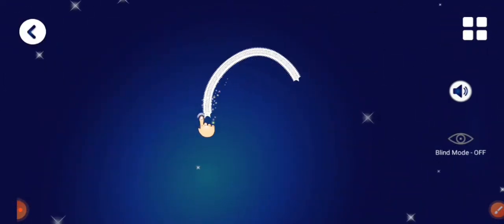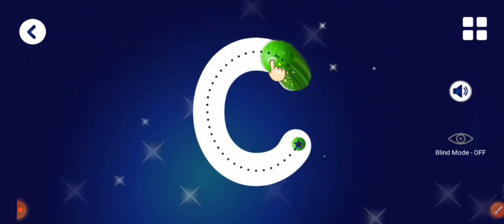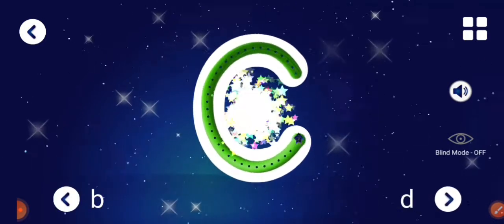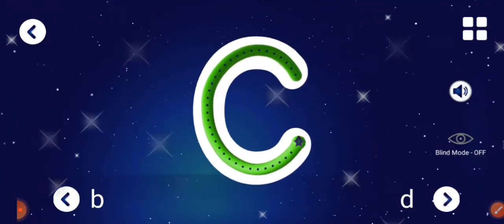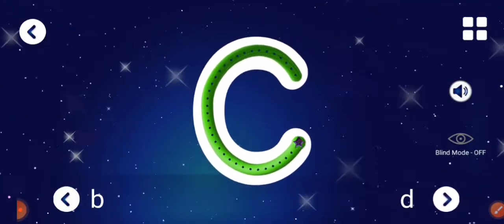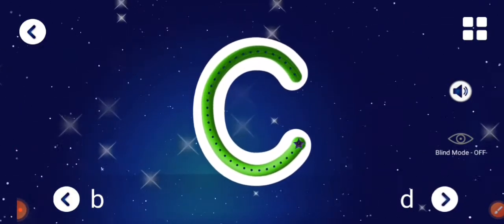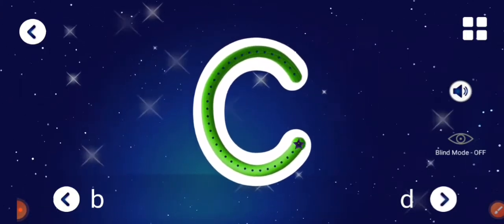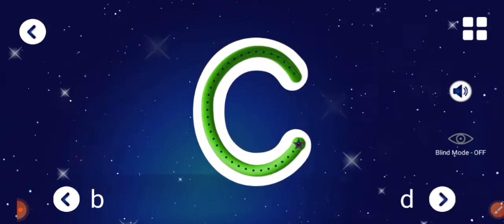So how to write it? Let's see. With the help of your fingers you have to trace this dots line, and you have to complete the star. You have to touch the star. So which pattern is it? Curve pattern. Like a C, you have to write the curve pattern here. Understood? So which letter is it? Small letter C. Okay.